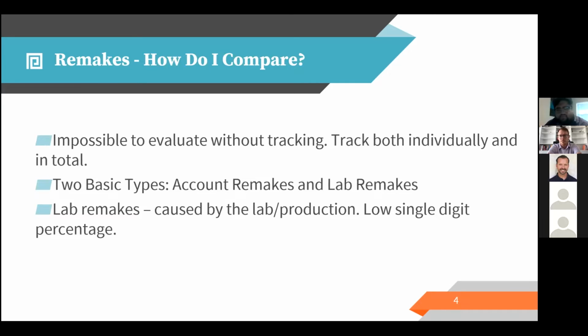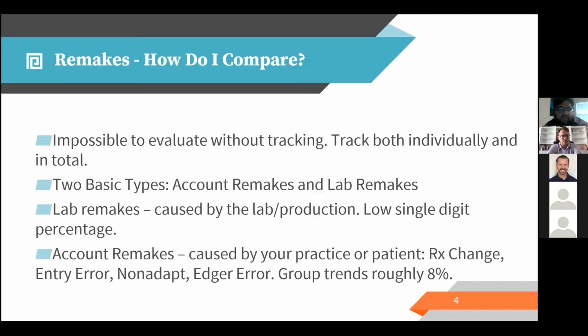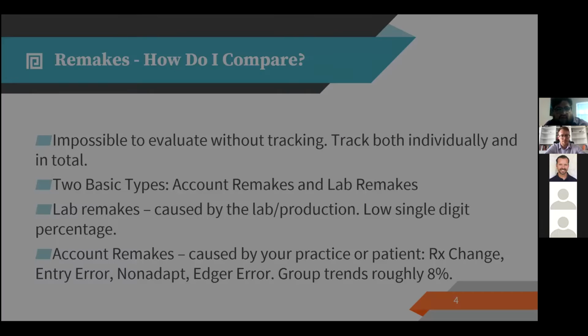You might have some variance in a week. You might have some variance because you don't have high volume. But if you're looking at things in aggregate, those should be single digits, low single digits. Account remakes, these are the ones you can attribute either to your practice directly, to the patient, to something that happened in the exam room. This is something that you can't necessarily attribute to the lab. This is hanging at about 8% for the group overall. We see a 4 to 5 to 1 versus lab remakes pretty commonly.